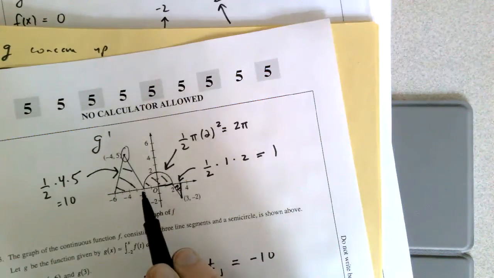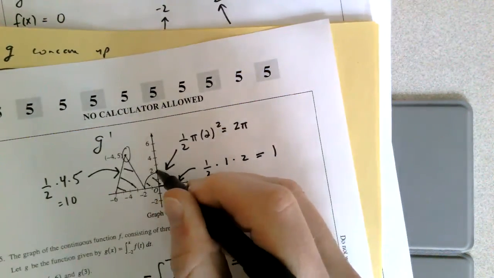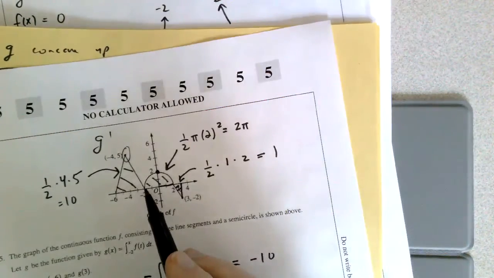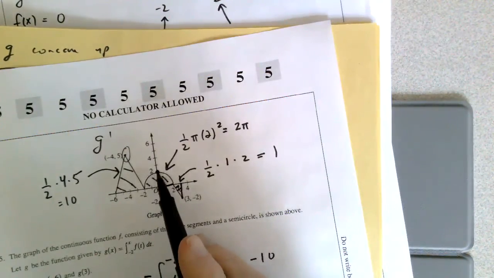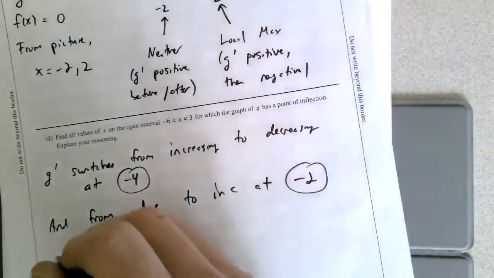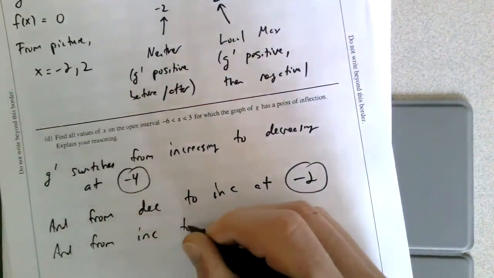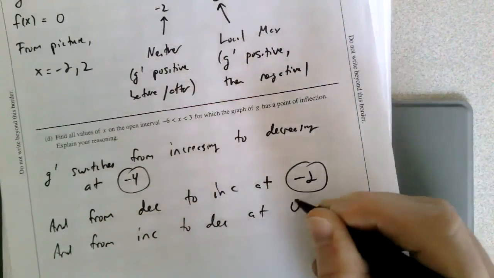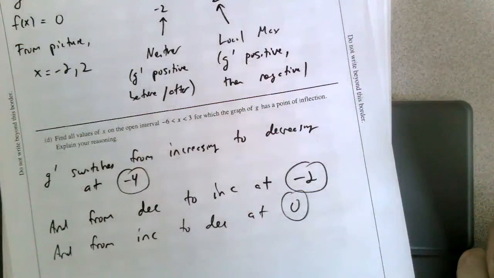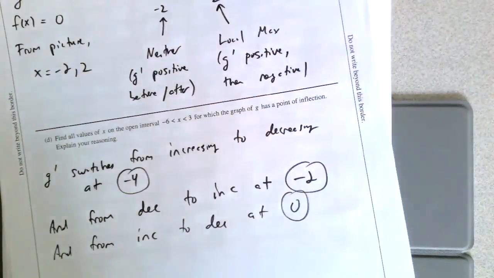And I think that's it, or no, that's not it. Right here at 0, g prime switches from increasing to decreasing. So those are the 3 inflection points. And that's the end of the problem. So, okay.